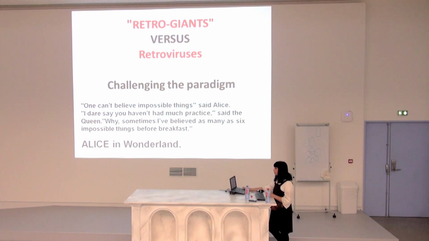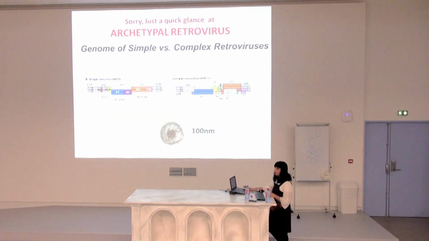So before going through the retrogiant and something very bizarre, I hope you don't mind if I take a quick look at retrovirus, the way we conceive retrovirus. We know from medical school and over a century in the history of retrovirology that retroviruses are small, with a dimension of 100 to 120 nanometers, and they have a very simple backbone: GAG, POL, ENV, the reverse transcriptase, and two LTRs.